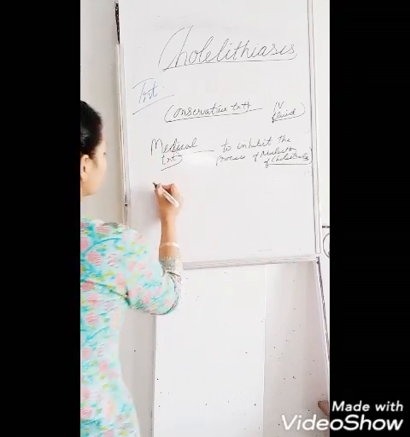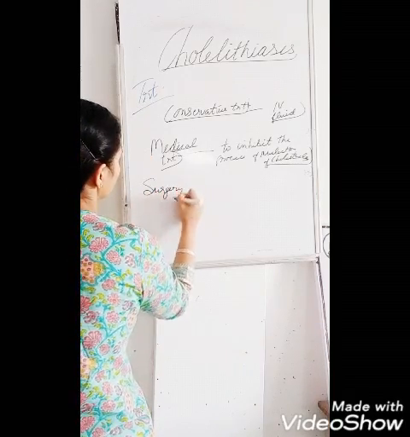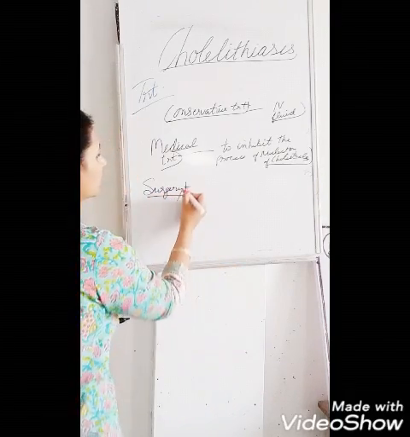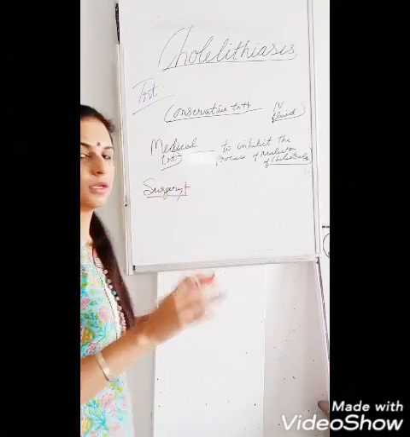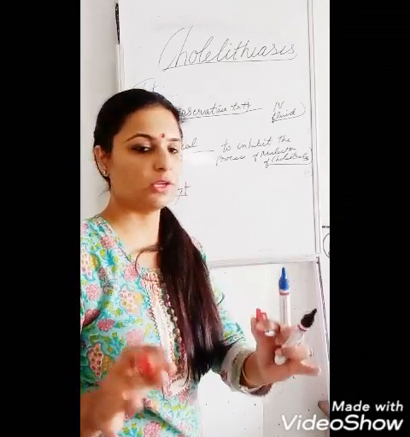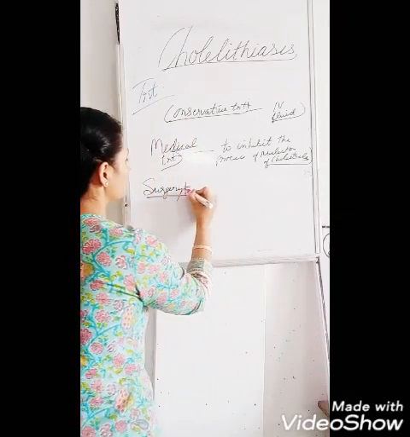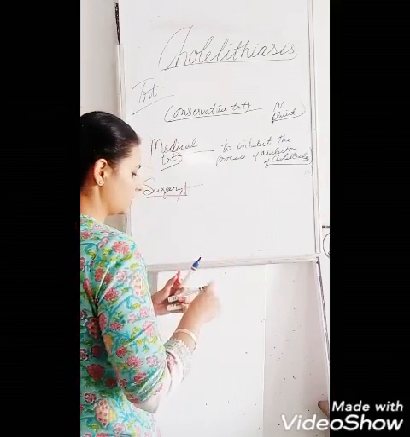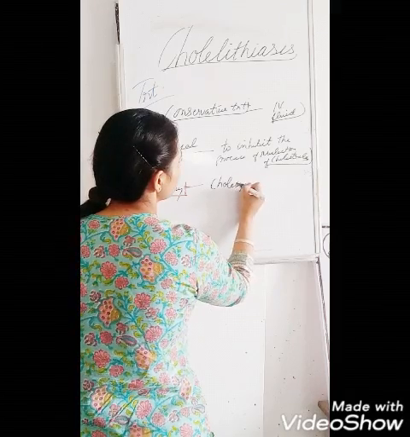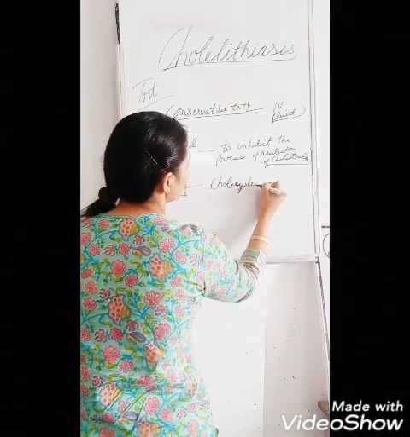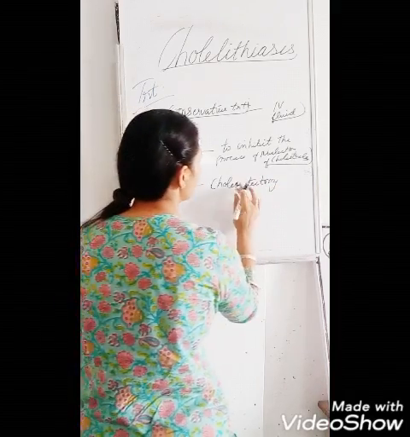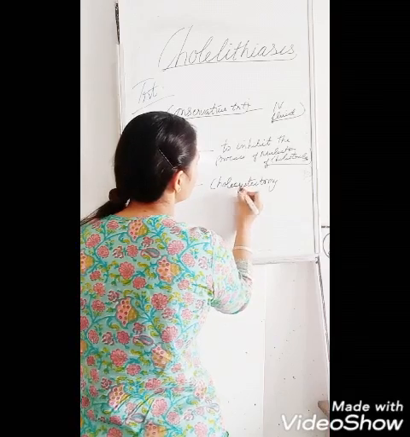Then in surgery, there are two ways of cholecystectomy. Cholecystectomy is removal of the gallbladder. So in surgery, cholecystectomy is done, that is, the gallbladder is removed. So we will remove the gallbladder.